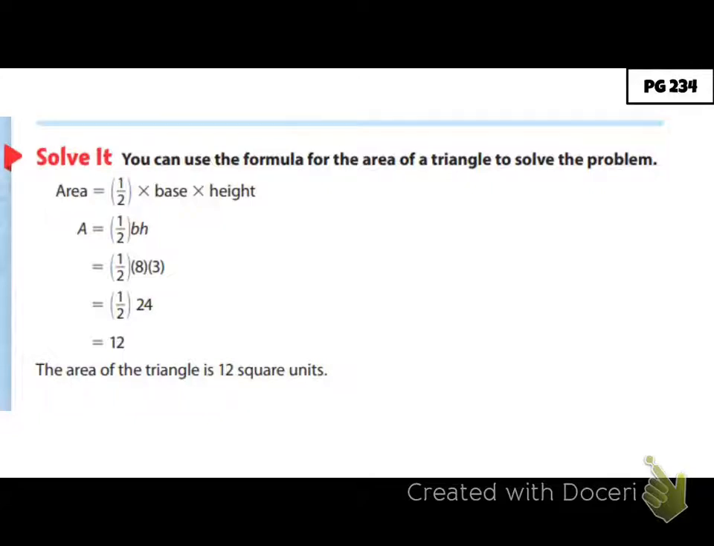Okay, so then we can solve it using our formula. Area equals 1/2 times the base times the height. So we keep our 1/2. We know the base of our triangle is 8. We know the height of our triangle is 3. So then we can work our way through it. They went ahead and did 8 times 3, which is 24, and then half of 24 is 12. So the area of the triangle is 12 square units.